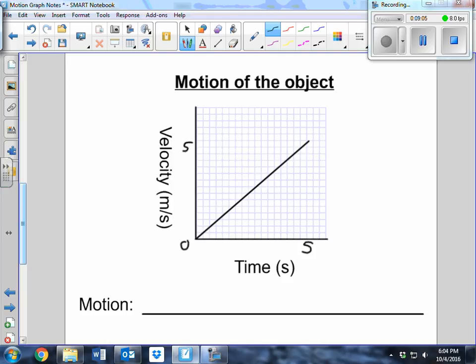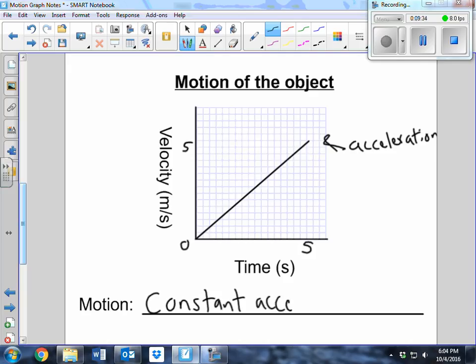Okay, so now we move down to the last graph, which says, hey, it's a velocity time graph. What is the motion of the object? As we just stated, the slope of that line is acceleration. And as we know from math, it's a constant slope, so the acceleration has to be a constant value.